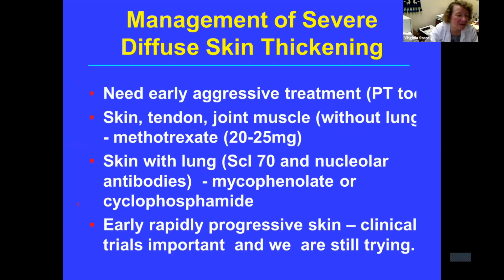So the management of this diffuse skin thickening at this point is, again, we've talked about the aggressive physical and occupational therapy. If you have someone that has skin, tendon, joint, muscle involvement without a lot of lung involvement, we'll use high-dose methotrexate, at least I do. If you have anybody that has a hint of lung involvement or is at risk for lung involvement, we'll use primarily mycophenolate, maybe some Cytoxan. And again, we're still doing a lot of clinical trials because we still are trying.